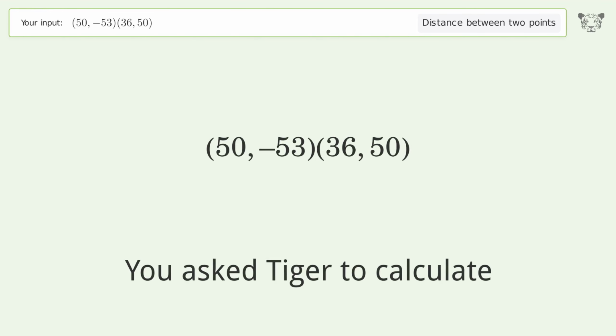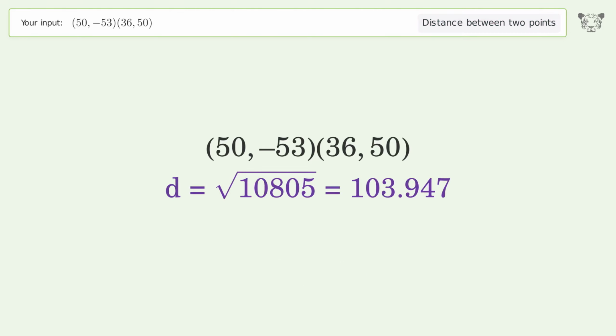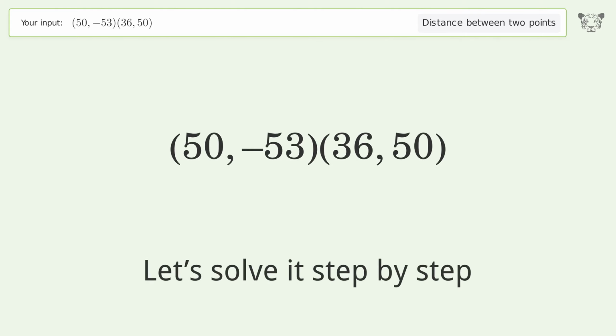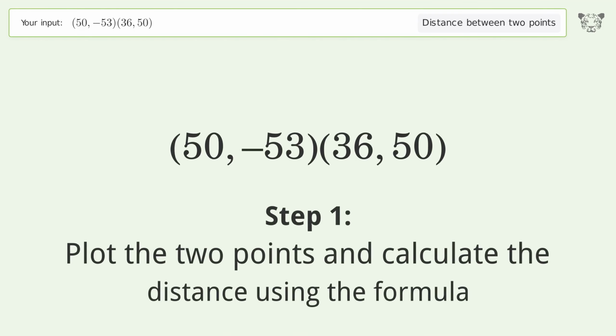You ask Tiger to calculate. This deals with the distance between 2 points. The distance between the 2 points is the square root of 10,805, or 103.947. Let's solve it step by step. Plot the 2 points and calculate the distance using the formula.